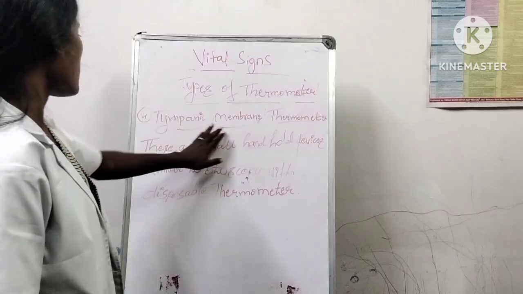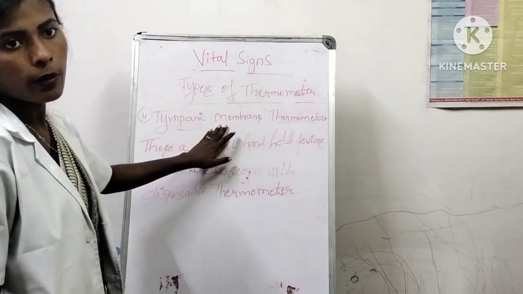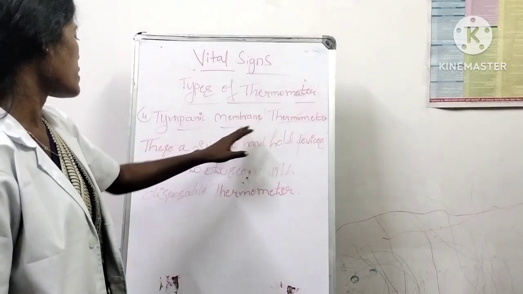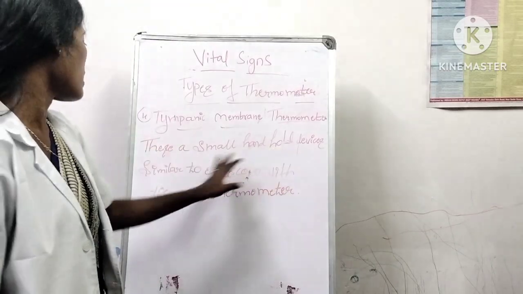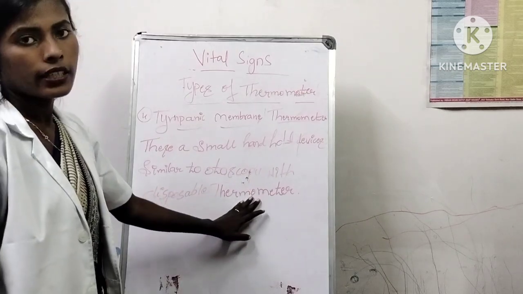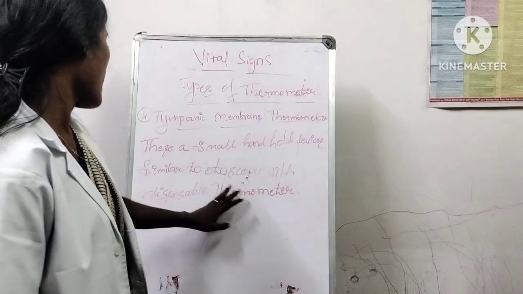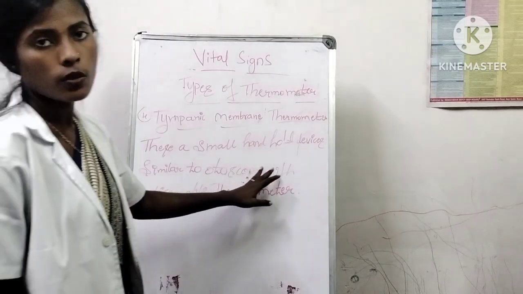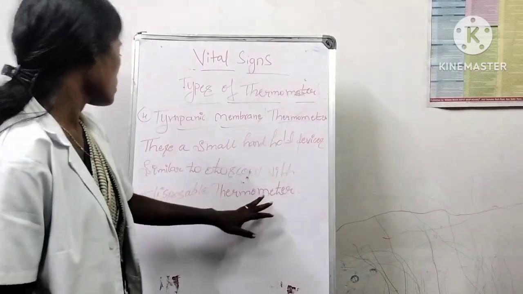The last type of thermometer is the tympanic membrane thermometer. It measures the outer temperature of the body, not the core temperature. Tympanic membrane thermometers are small handheld devices similar to an otoscope, with a disposable thermometer cover. It is one small handheld device that we can hold in the hand.